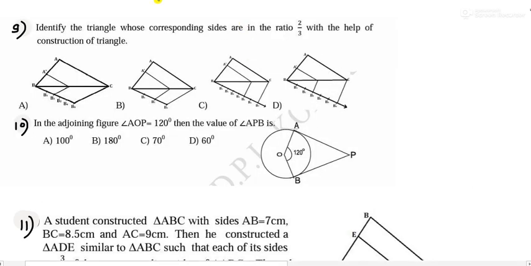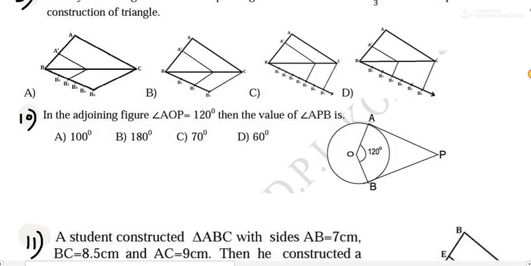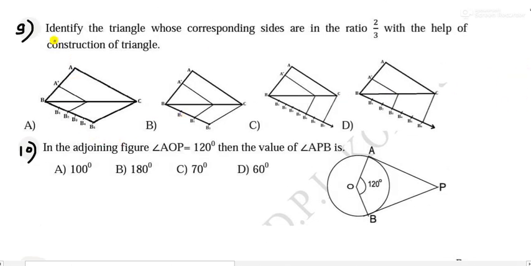Yes, so this is our question number 9. Let me zoom it so that you can see the figure properly. Identify the triangle whose corresponding sides are in the ratio 2 is to 3 with the help of construction of triangle. Once again, it is triangle. So the ratio is 2 is to 3. The greater number is how much? 3, right? So you have to look for only one which is given as 3.